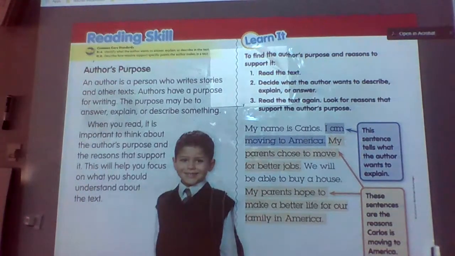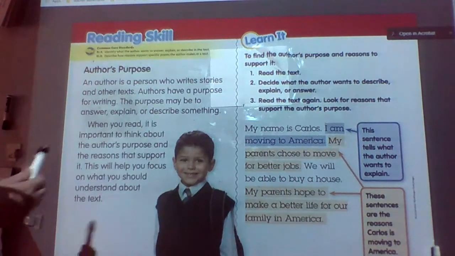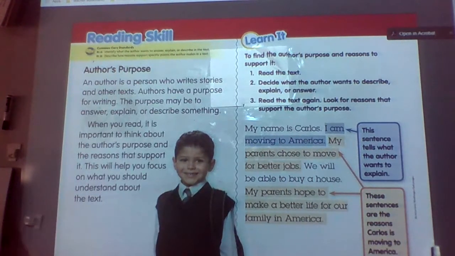An author is a person who writes stories and other texts. Authors have a purpose for writing. The purpose may be to answer, explain, or describe something. When you read, it is important to think about the author's purpose and the reasons that support it. This will help you focus on what you should understand about the text.